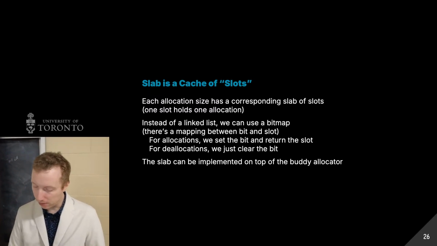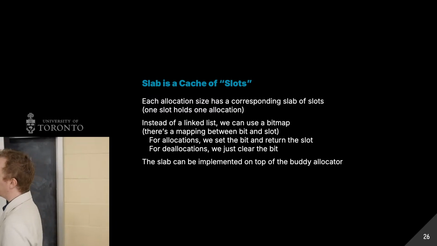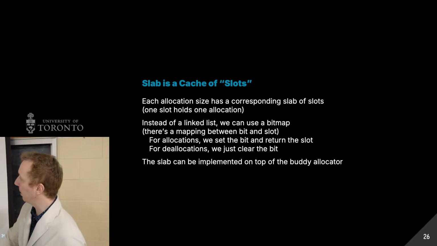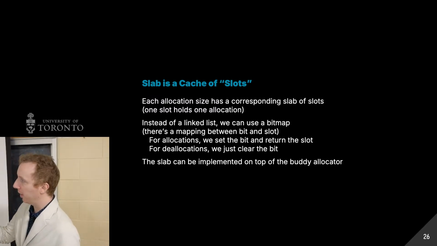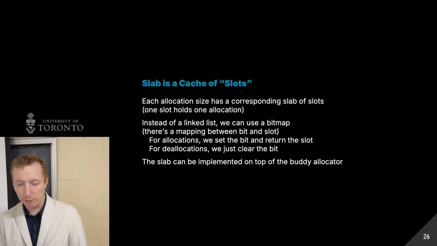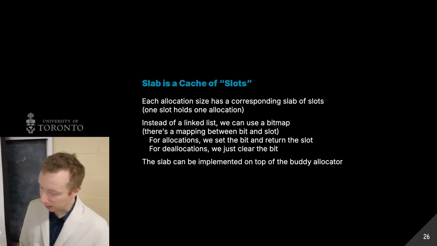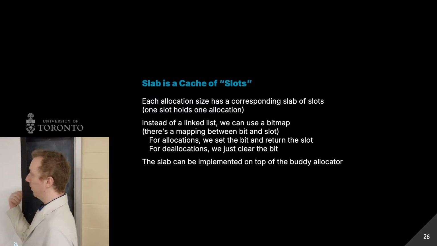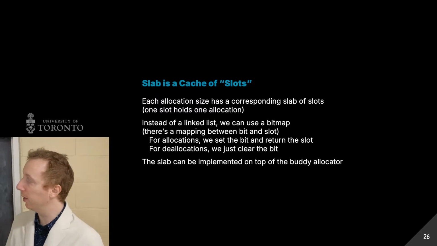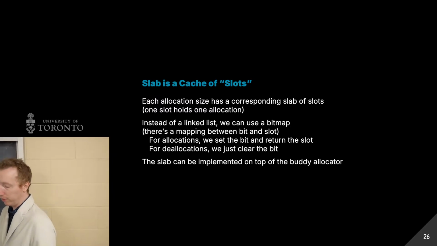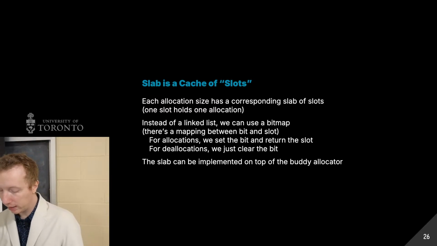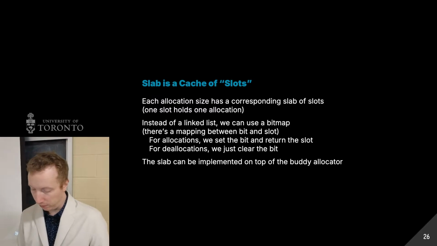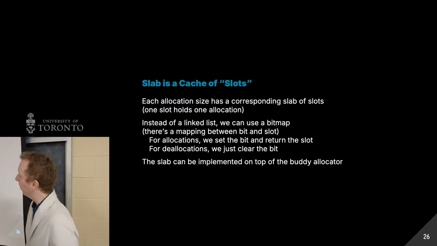So now to keep track of what's free and what is not, instead of a linked list, I can use a bitmap. So there's a mapping between which bit we're looking at and the slot or the index we're looking at. For allocations, all we do is search for a 0 bit somewhere, and then as soon as we find it, set the corresponding bit to a 1, return the address to the corresponding slot. We're done. And then for deallocations, we can just clear the bit, set the bit from a 1 to a 0, and we're done. So we could also implement a slab on top of a buddy allocator if we want.